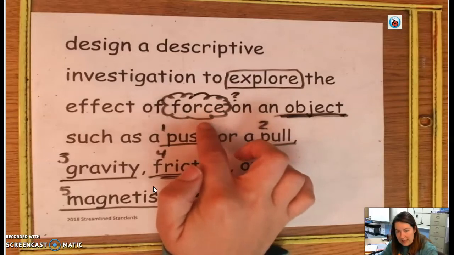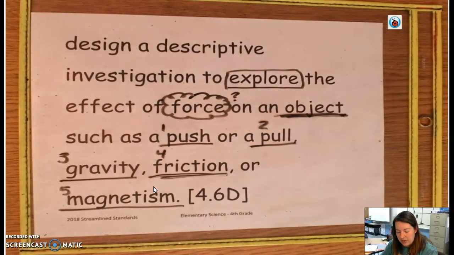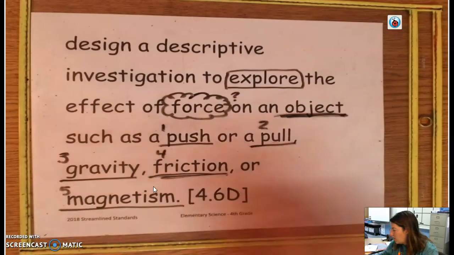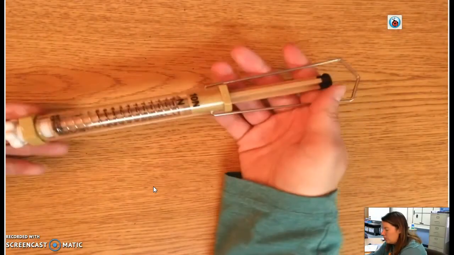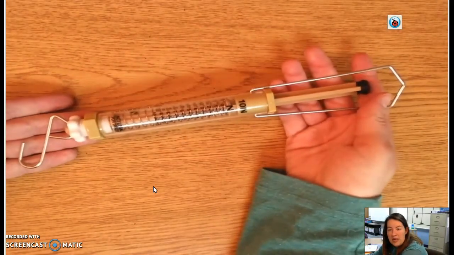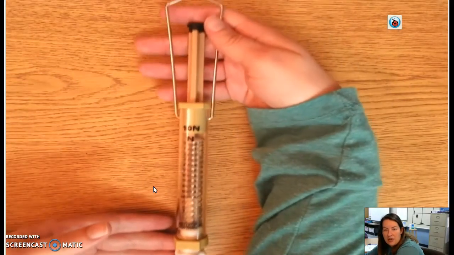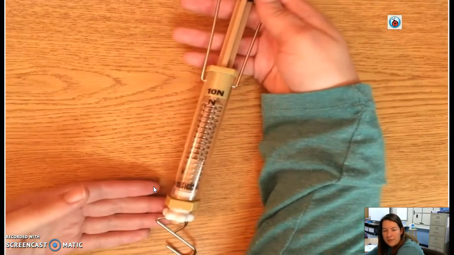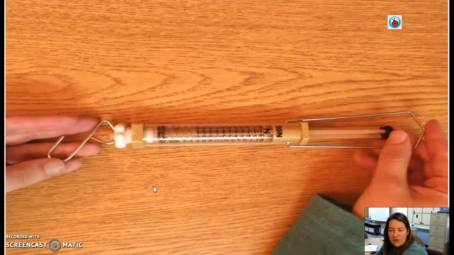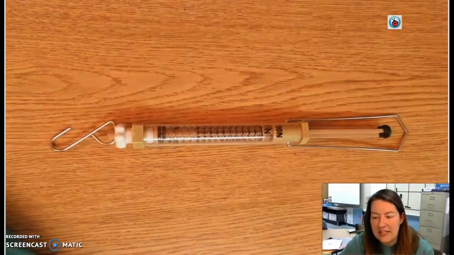And forces can be measured, actually. They can be measured with this tool. This tool is called a spring scale. You've probably saw it in 3rd grade. And I'll show you how to use the spring scale if you click down and watch the next video that's down below.